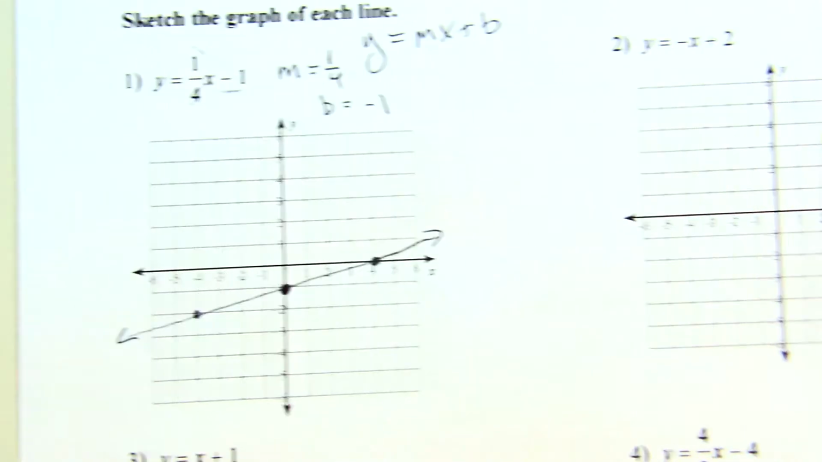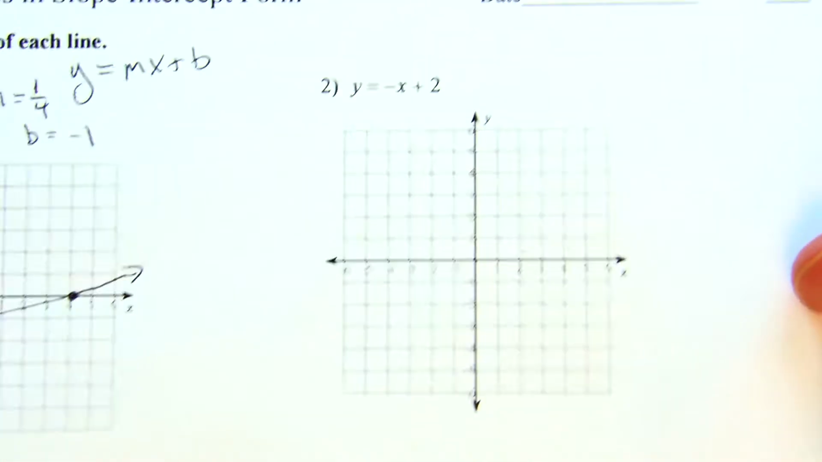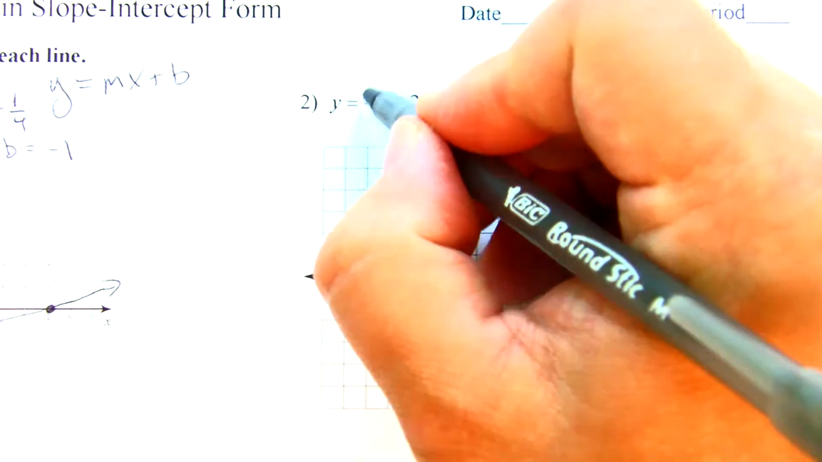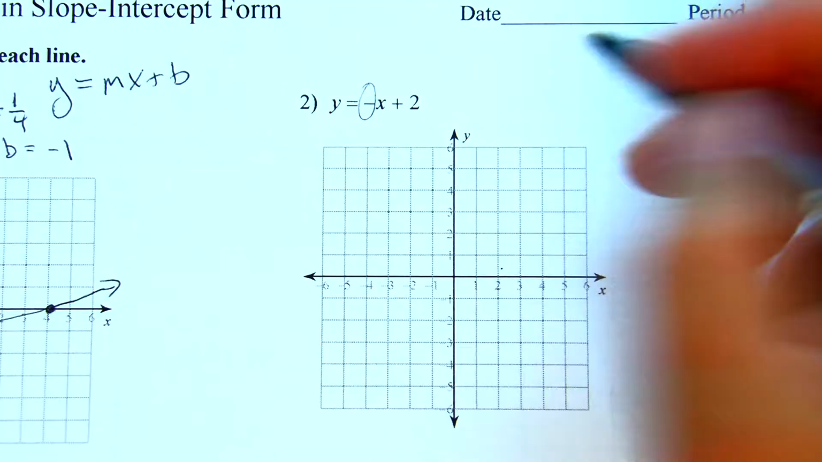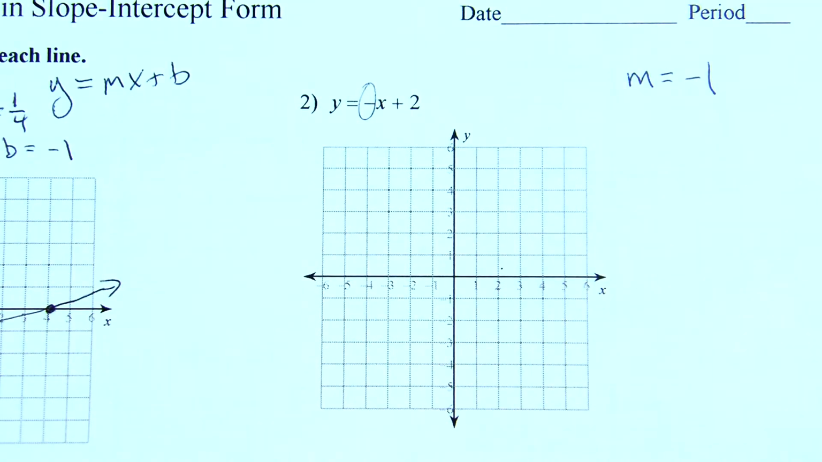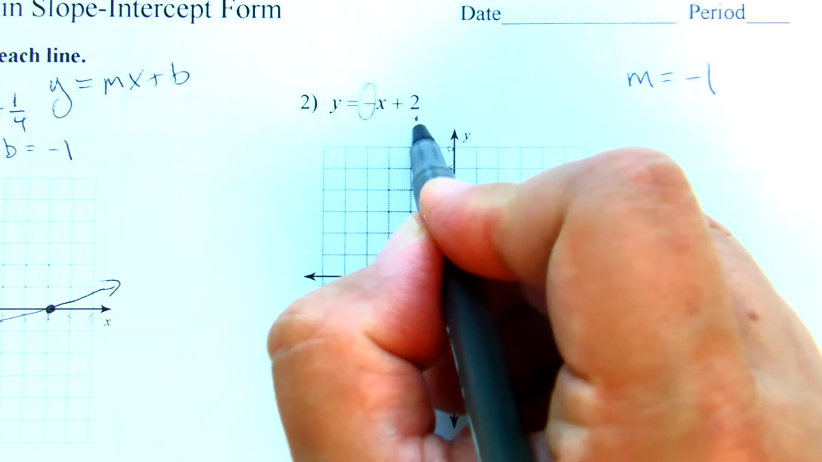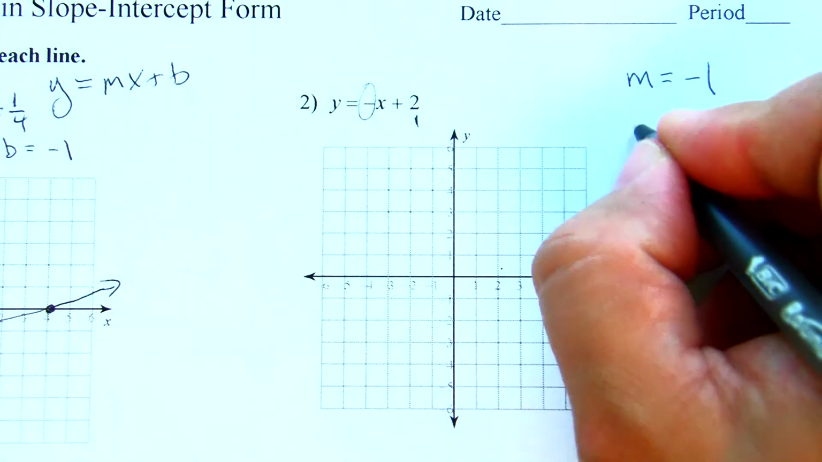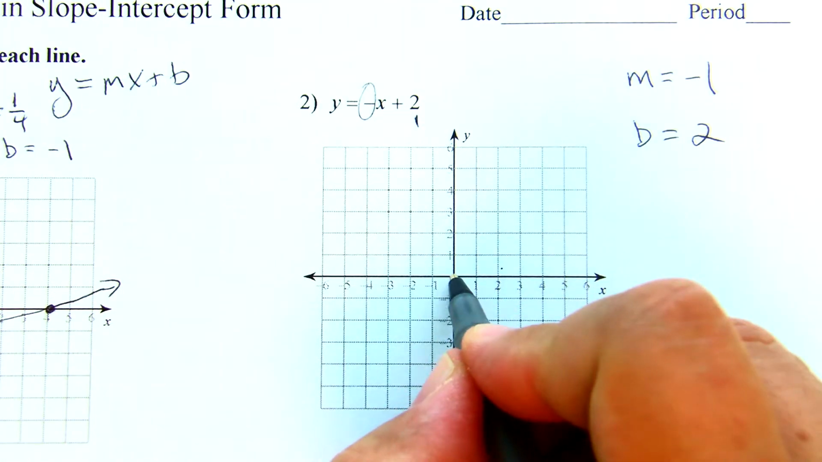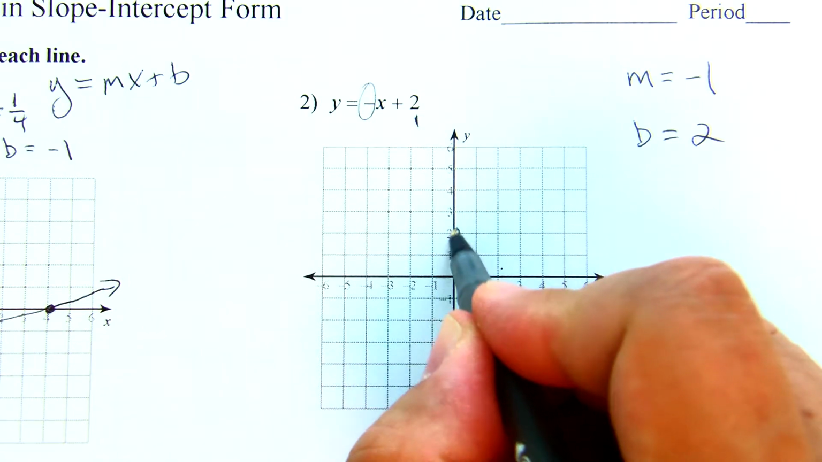Let's take this one here. y equals -x plus 2. So again, my slope is going to be the coefficient of x. In this case, that's -1. Don't be fooled by the fact there's no number there. It's -1. And then my y-intercept is going to be this constant here, so that's 2. So the line crosses the y-axis when y equals 2, which is right here.